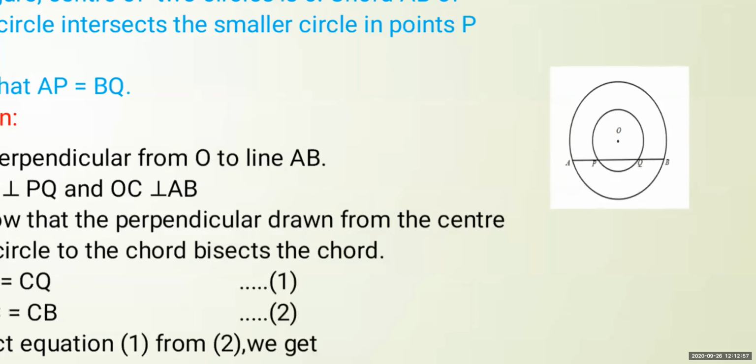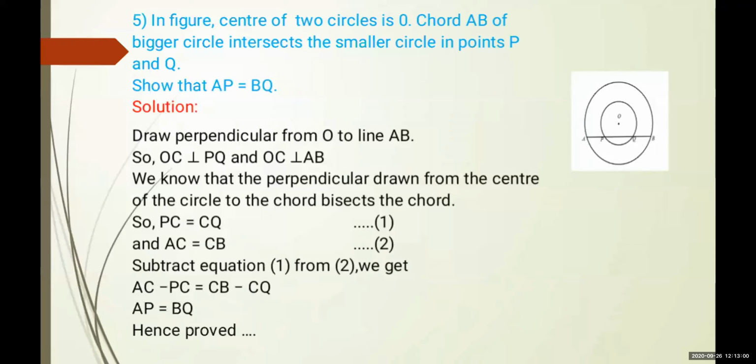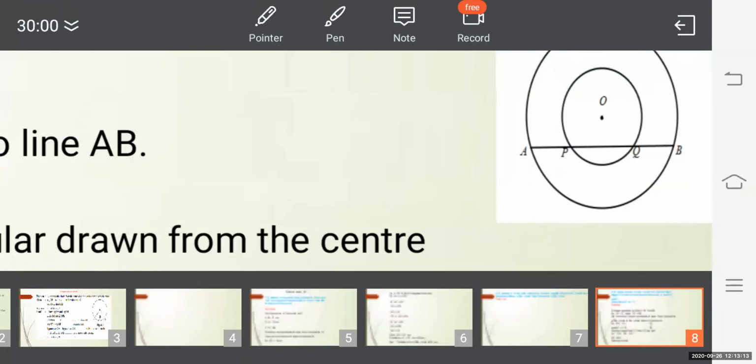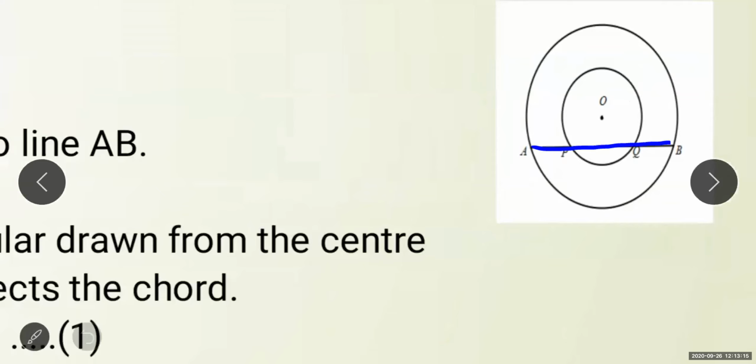In the figure, the center of two circles is O. Chord AB of the bigger circle intersects the smaller circle at points P and Q. Here you can see the chord of the bigger circle, and this smaller one is the chord of the smaller circle. So that bigger chord is touching the smaller circle at points P and Q and makes the PQ chord. Now what we have to find out?